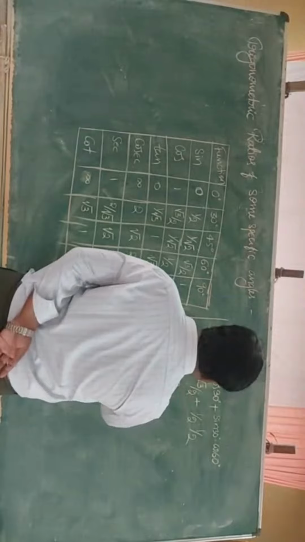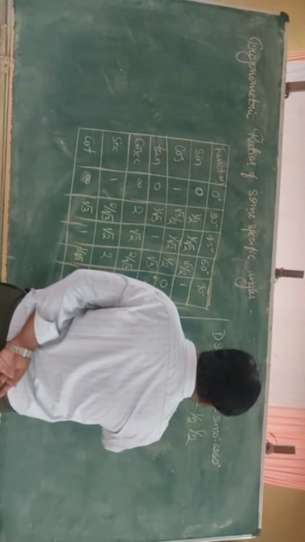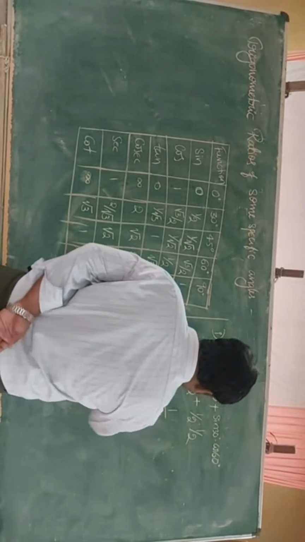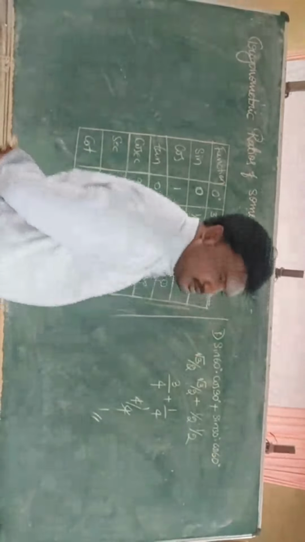Root 3 into root 3, 3. 2 twos are 4, 1 ones are 1, 2 twos are 4. So the denominators are same. 3 plus 1, 1 ones are 1.